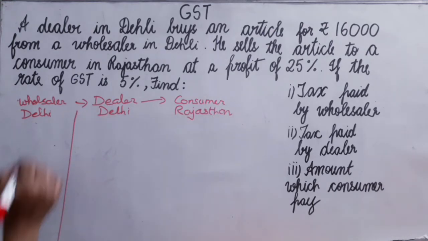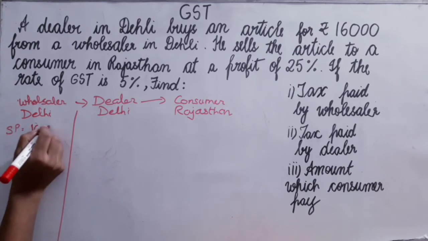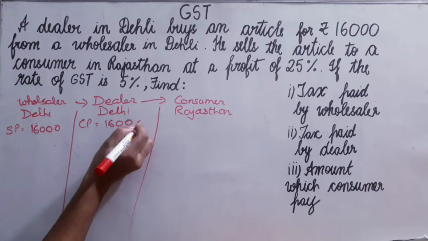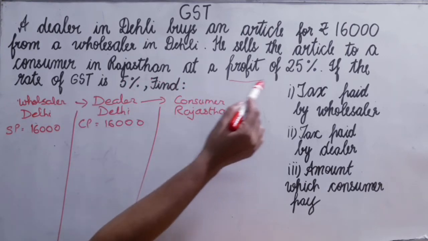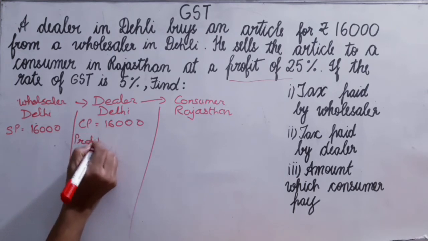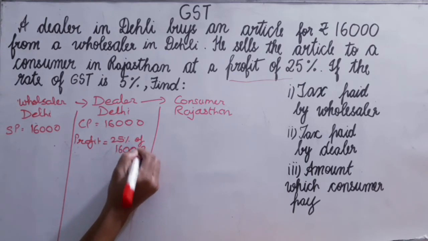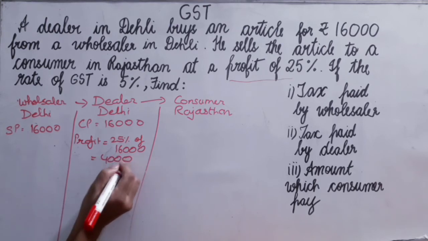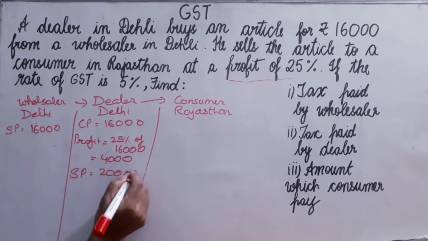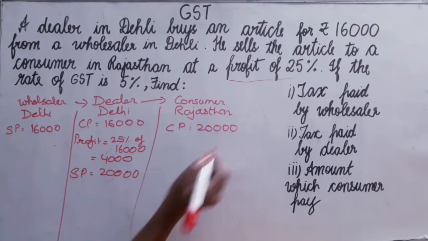So, here you have an interstate transaction. Now, for him the cost price will be 16,000 rupees. Now, he is taking a profit of 25% of 16,000. Solving this, the profit will be 4,000. Now, the selling price will be cost price plus profit. So, that is your 20,000 rupees.